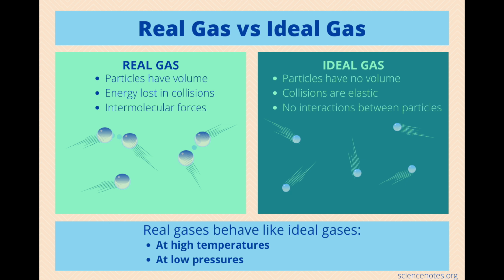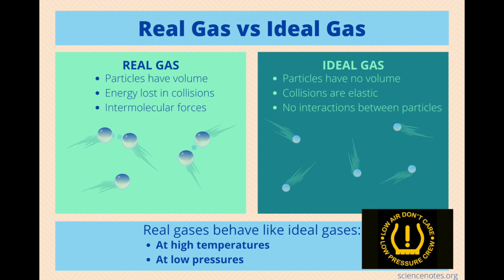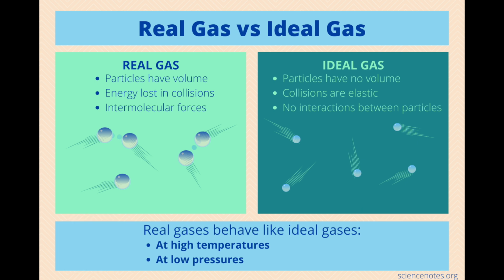It's important to talk about the difference between ideal gases and real gases. So the ideal gas law is an approximation. It allows us to make educated guesses about the behavior of real gases in certain circumstances. Most importantly, real gases behave like ideal gases at high temperatures and low pressures. Ideal gases, the particles have no volume, the collisions are elastic, and there are no attractive or repulsive forces between the particles, and especially no reactions.